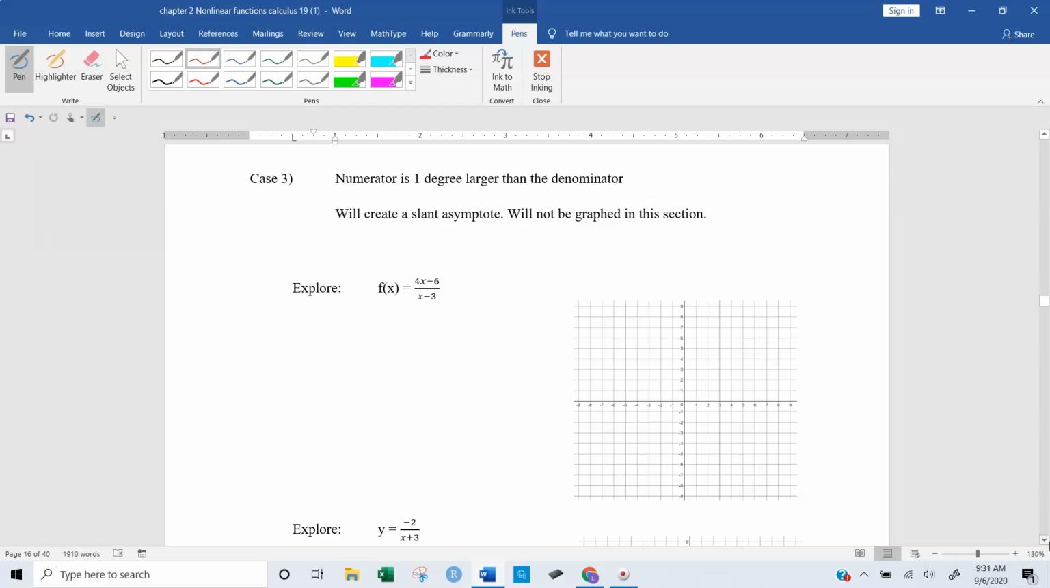Case 3 is when the degree of the numerator is 1 degree larger than the denominator. It creates a slant. All right, we will be doing that, but not at this time. So just know you have a slant, and we'll worry about that later after we learn long division.